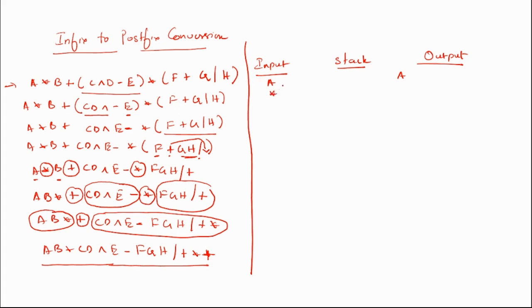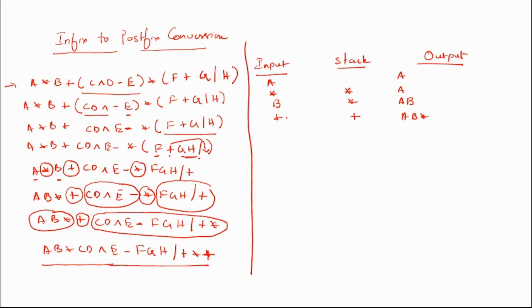Now comes star. Star is an operator, therefore I will push star into the stack and I will write A as it is. Now I have B here. B is not an operator, therefore I will say A and then B. Then I will say plus. So we know that plus has less precedence than the star operator. I have already made previous videos where we can see the precedence as well. Plus has less precedence, therefore star will be popped out and plus will be pushed into the stack. Therefore now I will say here A B star and I will push plus into the stack. Correct?